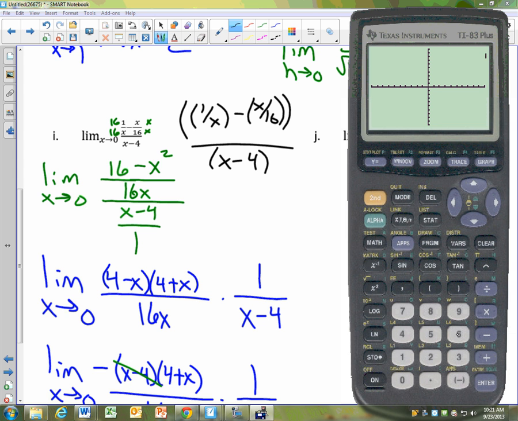If I zoom in a standard viewing window, you can see I get that. I can't really tell what is happening there. Which number do I want to move in on? Do I want to move in on 4 or 0? I'm moving in on 0, so I'm going to zoom as a box, and I'm going to try to control the output a little bit of what my graph is showing.